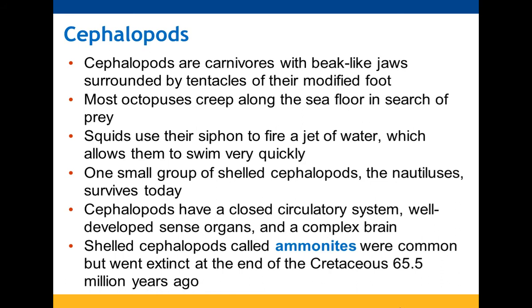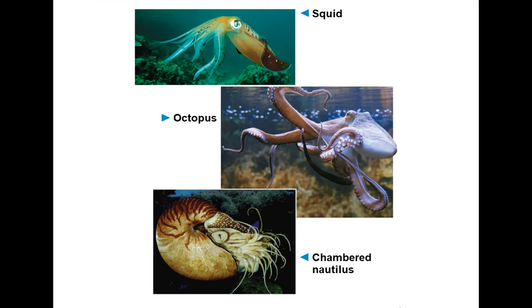They have a closed circulatory system. They have well-developed sense organs, and they do have a complex brain. There were other shelled cephalopods called ammonites, but they went extinct about 65.5 million years ago at the end of the Cretaceous period. Okay.